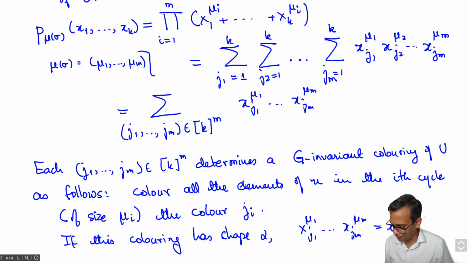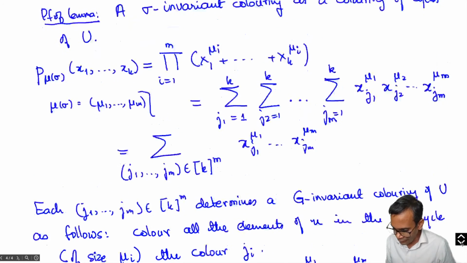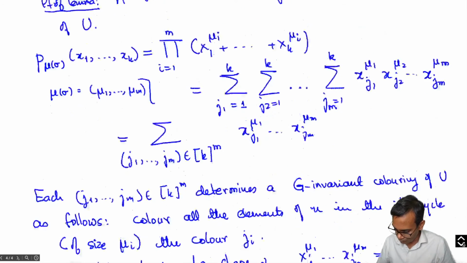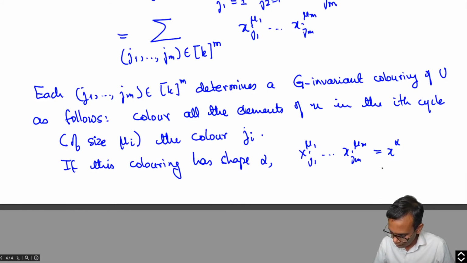Moreover, every sigma invariant coloring arises in this manner. Every sigma invariant coloring is just obtained by choosing a color for each cycle of sigma. And so this sum, this thing on the right hand side, is nothing but the weighted sum of all sigma invariant colorings of U, weighted by, if it's of shape alpha, then the weight is x to the power alpha. And so this proves the lemma.